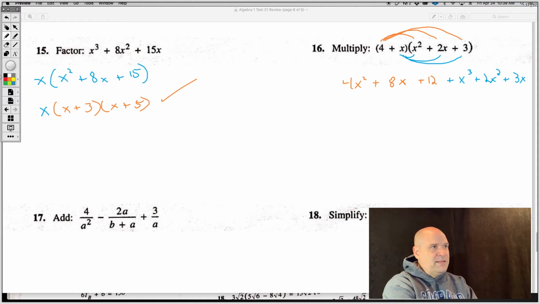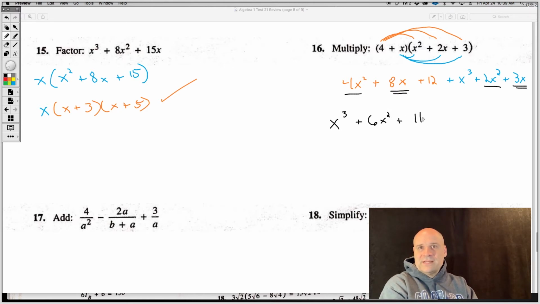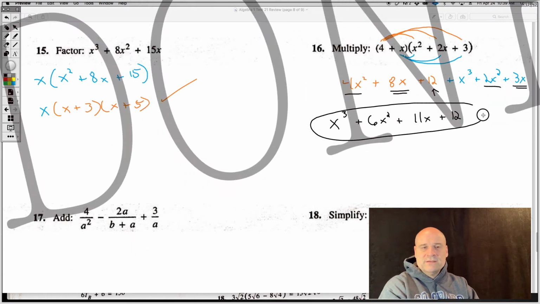All right, last but not least, combine like terms. There's no other x cubes, so we're just gonna leave that alone, and I'm gonna put that first. I could have started with x squareds, but I wanna write it in descending order because it's beautiful. Look at the x squareds. There's two of them. 4 plus 2 is 6 x squareds. Look at the x's. There's two of them. 8 plus 3 is 11 x's. And then it looks like you just have one constant. So there's your final answer.